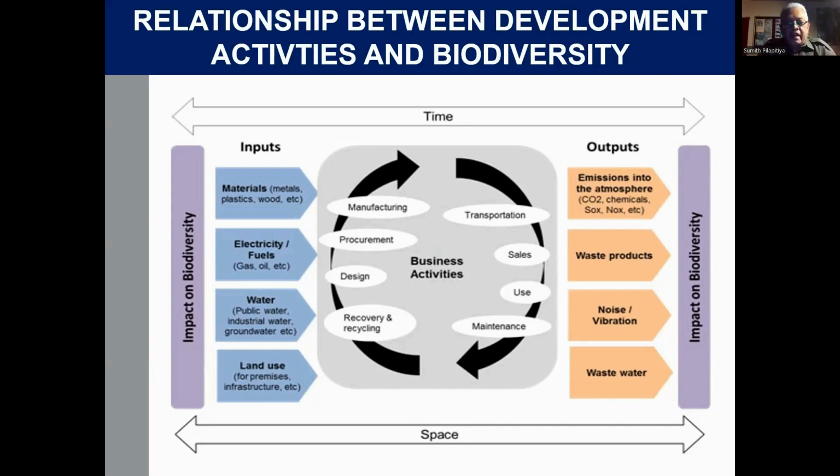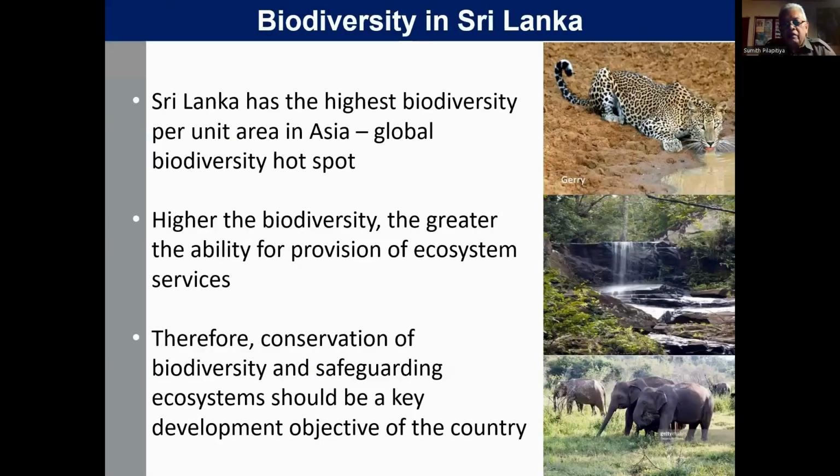Let's look at the situation in Sri Lanka. Sri Lanka has the highest biodiversity per unit area in Asia. It is considered a global biodiversity hotspot. And I have heard many bureaucrats and politicians very proudly talking about Sri Lanka being a global biodiversity hotspot. But that is nothing to be proud about. The fact that we have the highest biodiversity per unit area in Asia is something that we should be proud about. But being a global biodiversity hotspot states that our ecosystems are so threatened that it's a biodiversity hotspot. So we should not be very proud about it. We should be very concerned about the fact that Sri Lanka is a global biodiversity hotspot.